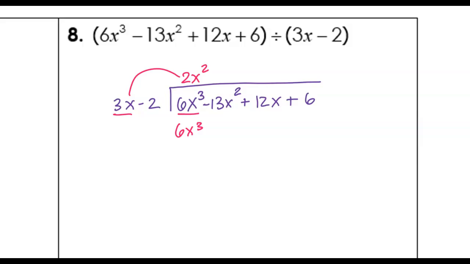And because I multiplied the first term, I must also multiply the second term. 2x squared times negative 2 is a negative 4x squared. And I need to subtract everything. 6x cubed minus 6x cubed is 0. 13x squared minus negative 4x squared is actually plus 4x squared, which gives us a negative 9x squared. Then I bring down my next term. We'll do green.